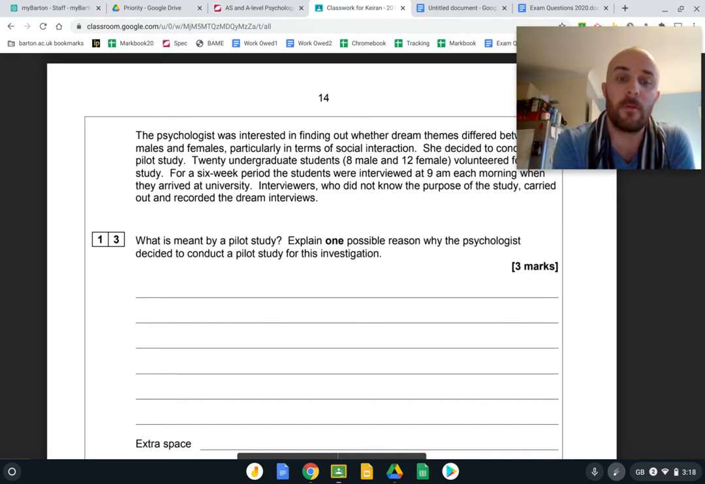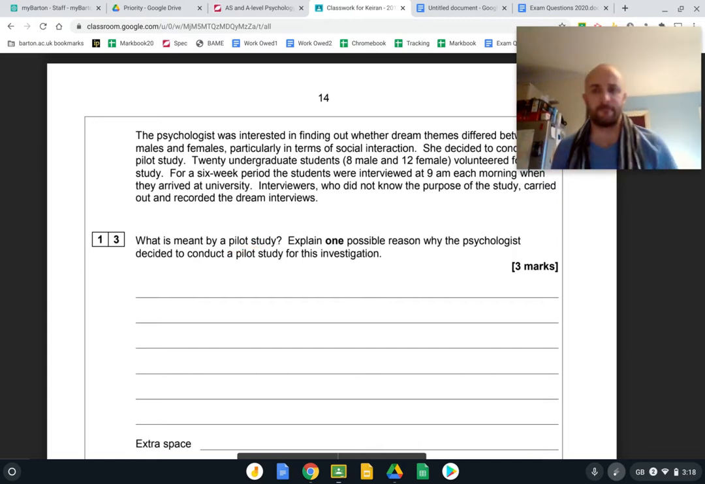Why is that important? Because you have to tailor your answer to dreams or dream themes or 20 undergraduate students. So, for example, what is a pilot study? That gets 1 mark. A pilot study is a small-scale investigation of a study that you propose to perform. You get 1 mark for that. You then have to explain one possible reason why the psychologist decided to conduct a pilot study for this investigation.